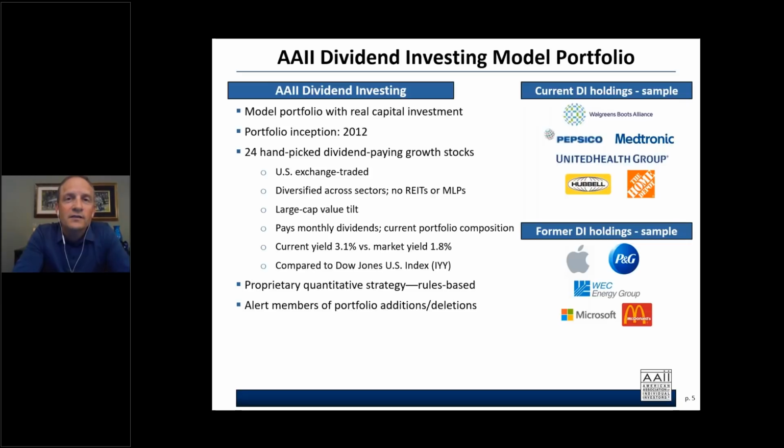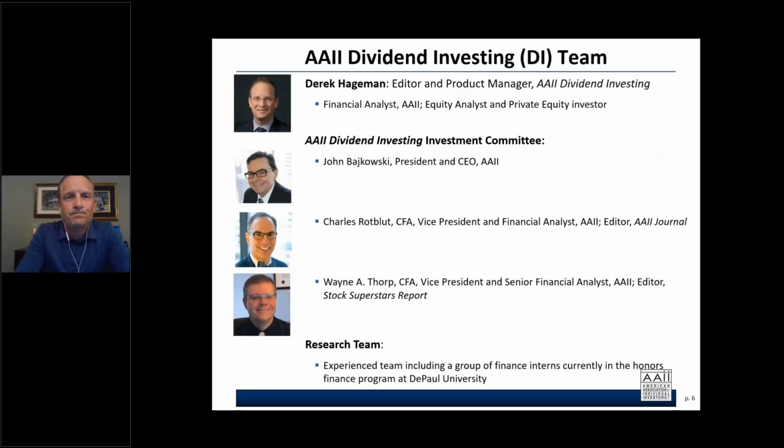Some of the former DI holdings, a sample there. We owned Apple, we owned Procter & Gamble, we owned a utility called WEC Energy Group, we owned Microsoft, and once upon a time we owned McDonald's as well. I'll touch on that later, but a lot of the reasons those are no longer in the portfolio is because they did hit our valuation threshold. We felt they were overvalued relative to their historical dividend yield. So there's a sampling for you of the dividend investing model portfolio.